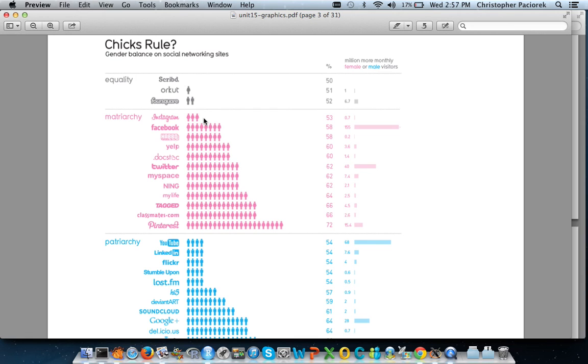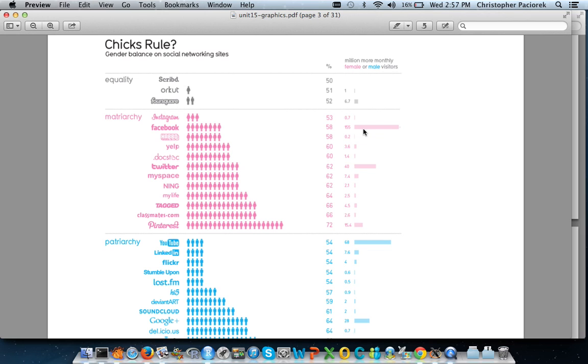Okay, so what do people think? What comments do people have? I don't understand what the right column means. So you mean over here? Yeah. So that's the absolute. This says million more monthly female or male visitors. So I think this means that Facebook has 155 million more female visitors a month than male visitors a month.